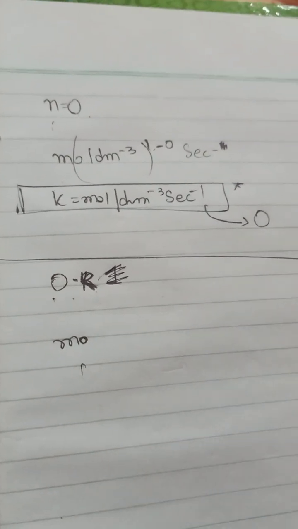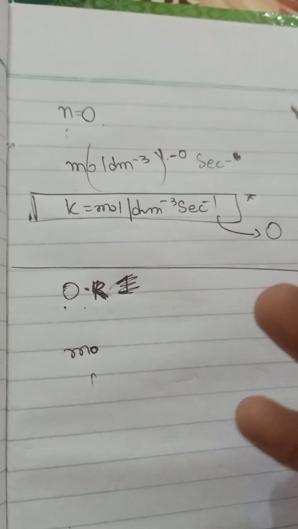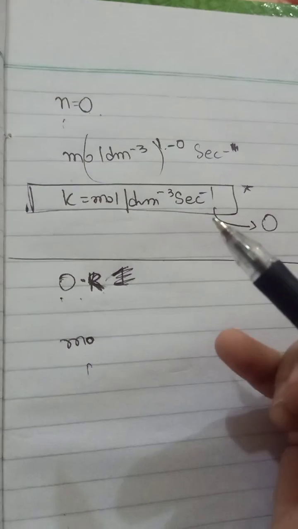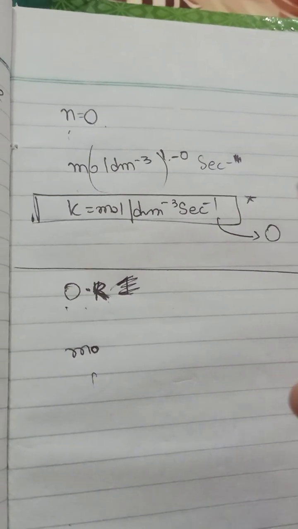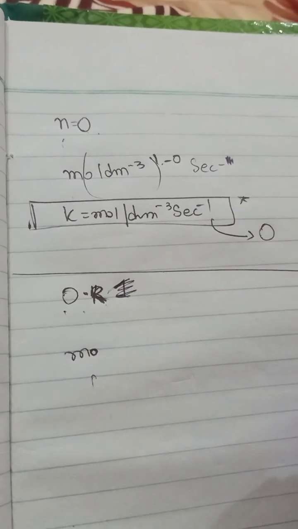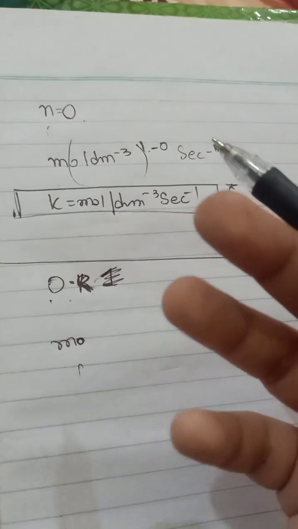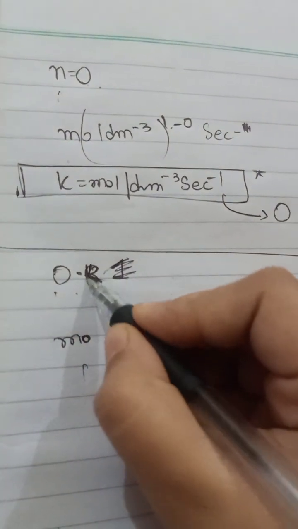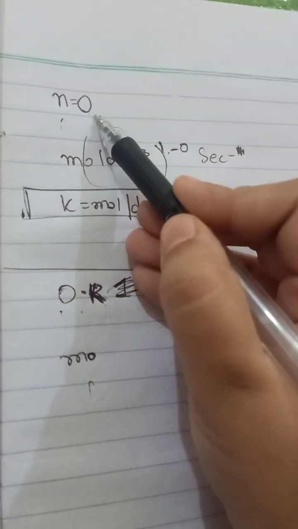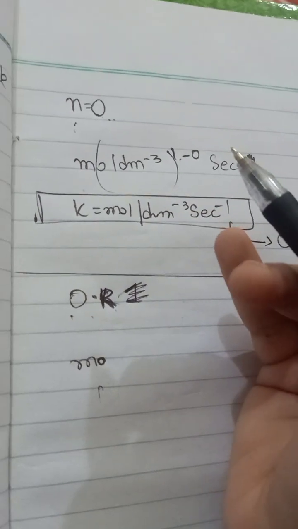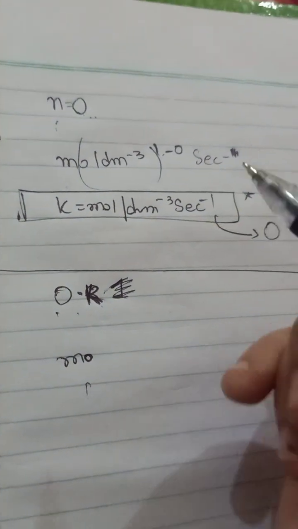So today we are going to discuss how to find the rate of reaction, or rather the rate of reaction which depends upon the order of reaction. So how can we find the order of reaction? For example, in the previous video we discussed one general unit of the K.